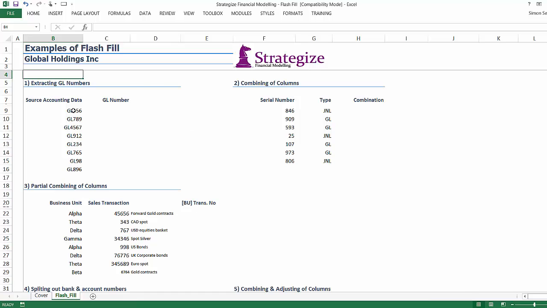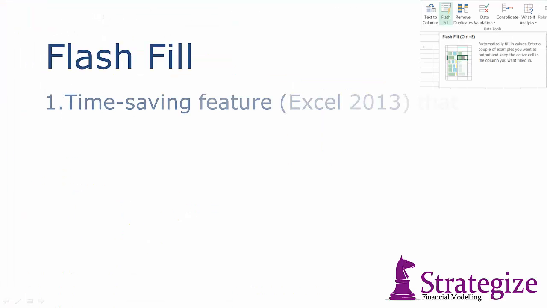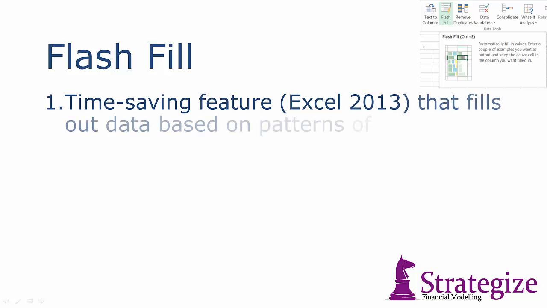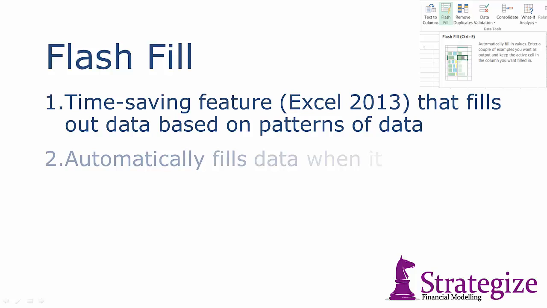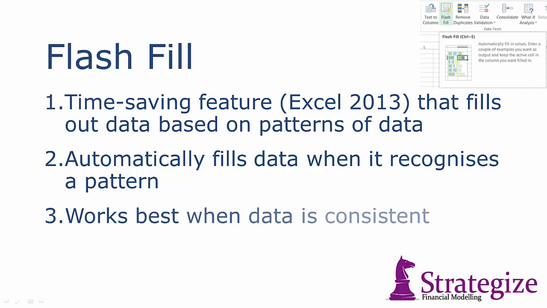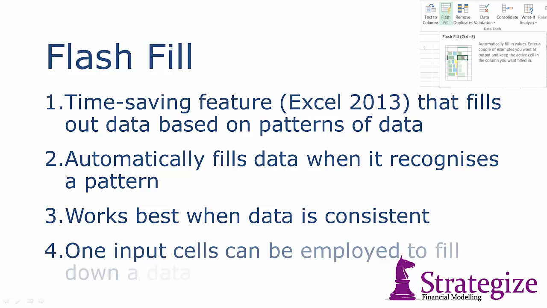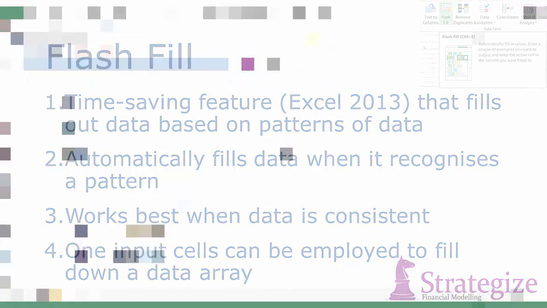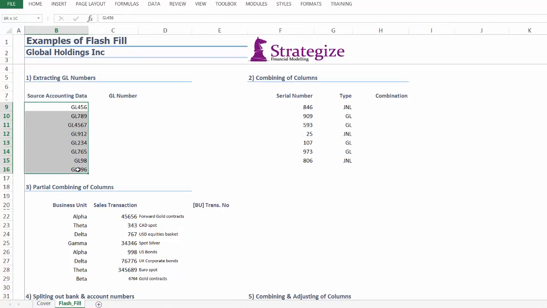Before we start, here is a quick explanation of what Flash Fill is. Flash Fill is a new feature in Excel 2013 and beyond, which can fill out based on data patterns. Thus, it can flash fill once a pattern is recognised. Remember, it is best when the data array is consistent in form and type. Finally, Flash Fill can be executed on the basis of solely one cell, assuming the data array is consistent.